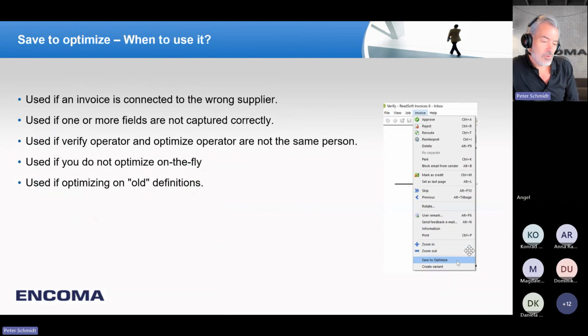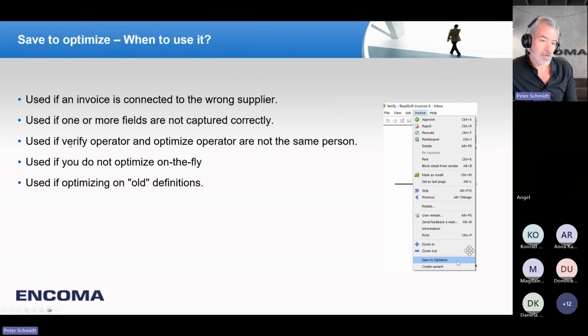And the reason why you should use this is, actually, there's a lot of reasons. First of all, if you have an invoice that is connected to the wrong supplier, that is, if it's on the front page, say it's from Encoma, but when you open it, you can see an image from Maersk Line, for instance. Then it's a wrong supplier connected to the invoice definition. And that is the one that you see an incorrect ident as well. You should use Save to Optimize if you keep seeing a lot of fields that are not being captured correctly, or even if it can't find the field at all.